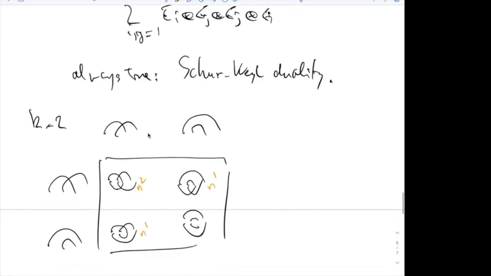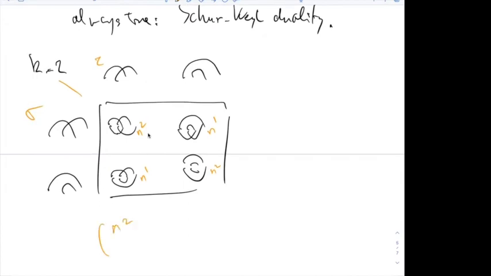And here I have, by the way, you should think that this is sigma and this is tau, okay? So this is sigma and tau. And here I have n square. Then I have this matrix, n square, n square, which is my Gram matrix. I'm going to compute its inverse.